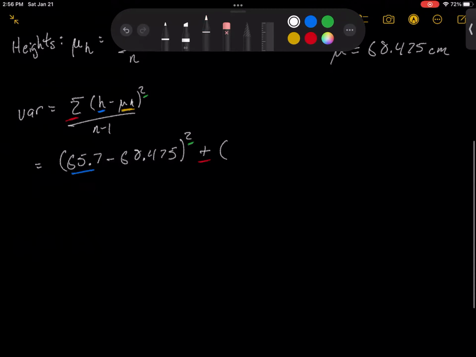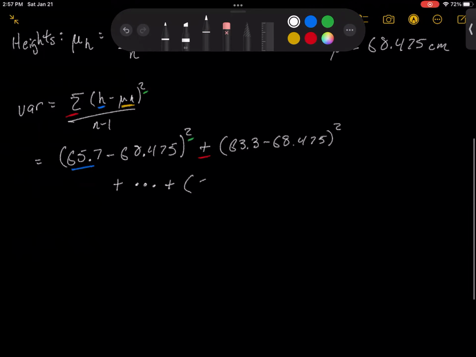So the next height that I have is 63.3 minus the average of 68.475. I square that. And I add to this all the way down the line until I hit my last data point, 56.9 minus the average of 68.475 squared. And once I have that sum, I'll then divide that by n minus 1. We sampled 15 people, so n minus 1 is 14. Our degrees of freedom in this case is 14.